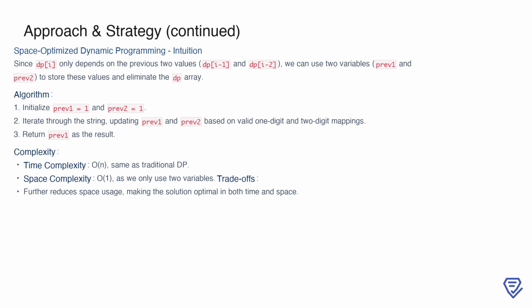If the current digit is valid, we use the value of previous1, and if the two-digit substring is valid, we add the value of previous2. At the end of the iteration, the value in previous1 holds the total number of decoding ways. This optimization retains the O(n) time complexity of the traditional dynamic programming approach but reduces the space complexity to O(1), making it both time-efficient and space-efficient.